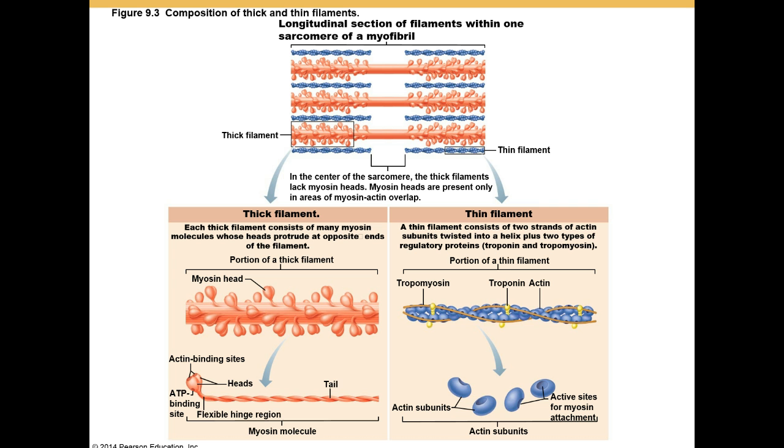Now look at the heads. There's actually two heads that are bonded together. You can see two different binding areas, an actin binding site and an ATP binding site. The actin binding site will be where the myosin head attaches to actin, and the ATP binding site will be where the myosin head breaks apart ATP to gain a little bit of energy.